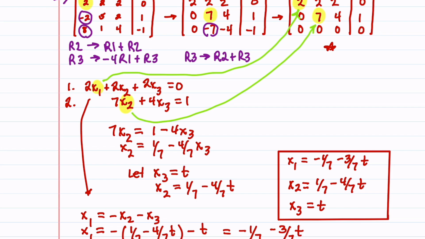So Gaussian elimination is really a combination of row reduction and some algebra. What we ended up with as a solution is infinitely many solutions because t can take on any value between minus infinity and infinity. So this is an example of a linear system with infinitely many solutions.